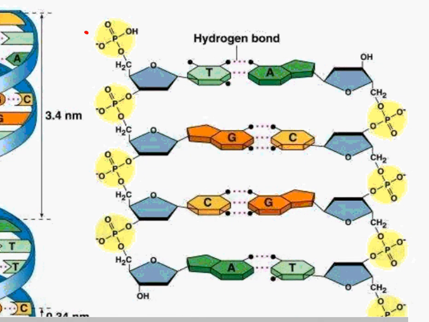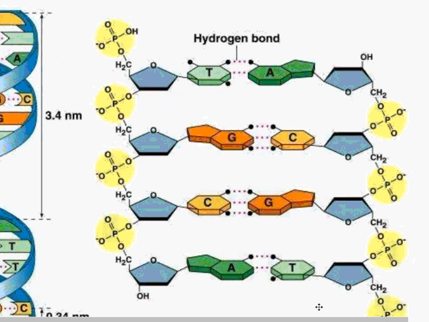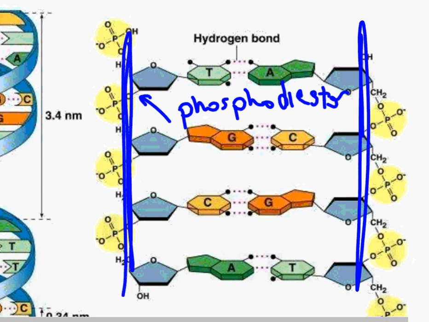So here's an individual nucleotide. Here's another individual nucleotide. These 2 nucleotides, just like the monomers that we've talked about in the past, are joined together with dehydration synthesis. And the bond that joins them together is called a phosphodiester bond, because it's phosphate. And that's a strong bond, and it keeps these rails of the DNA very strong.